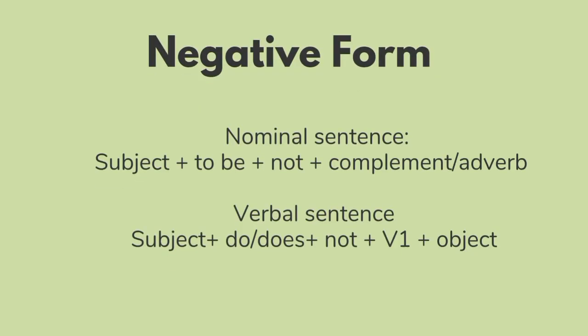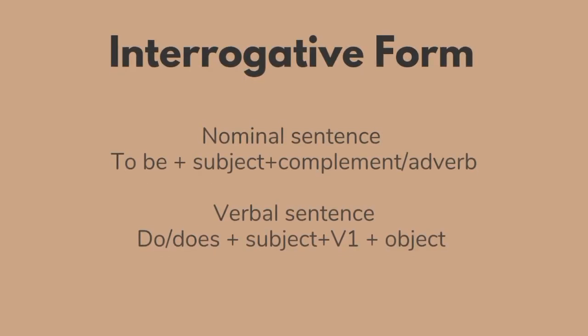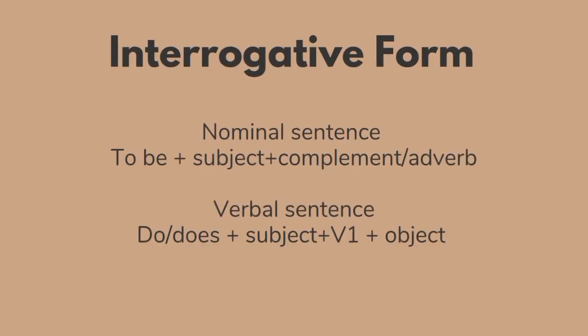In the negative form, nominal sentence, the pattern of simple present tense is subject plus to be (am, is, are) plus not plus complement or adverb. Meanwhile, in the verbal sentence, the pattern is subject plus do or does plus not plus verb 1 plus object. The last one is interrogative form.